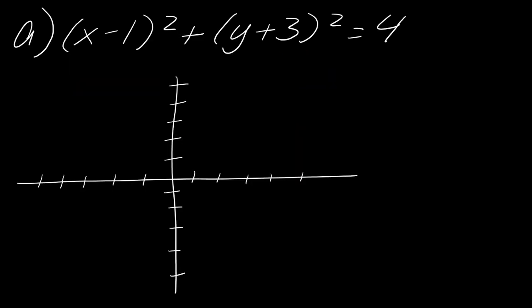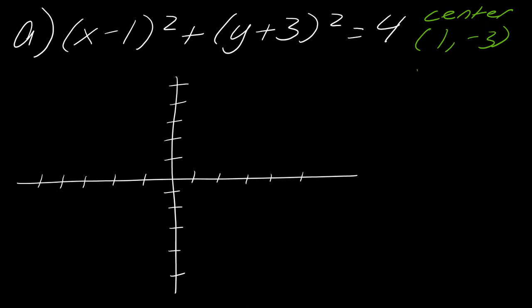All right, I've got (x − 1)² + (y + 3)² = 4. Okay, so my center, let's see, I'll just note that. So my center is going to be what? If it's minus 1, then the center must be just positive 1, right? So it's kind of like the opposite sign. And then it'd be (1, −3).